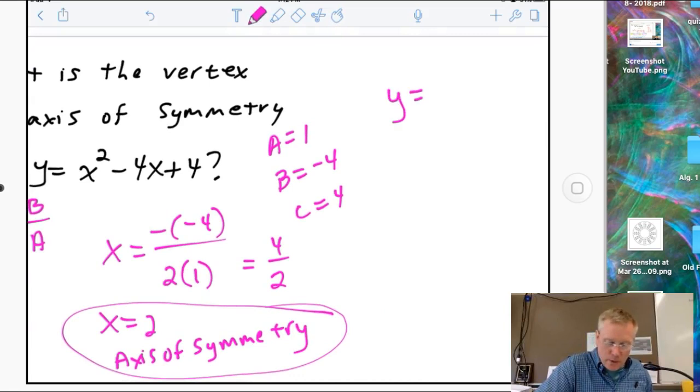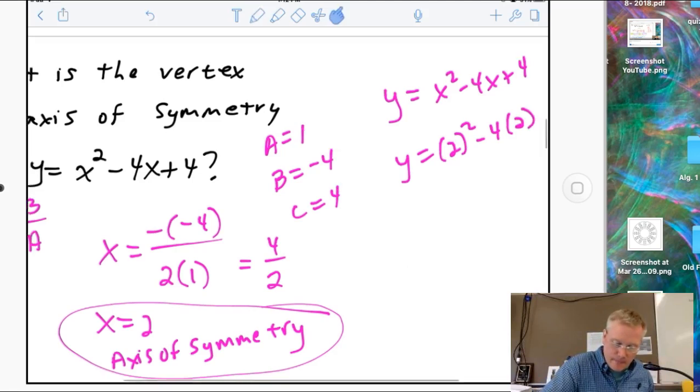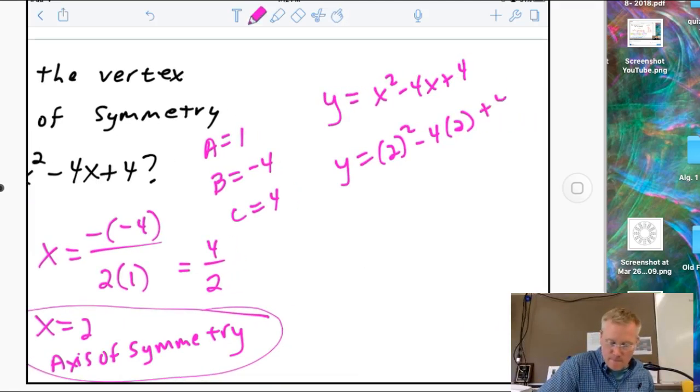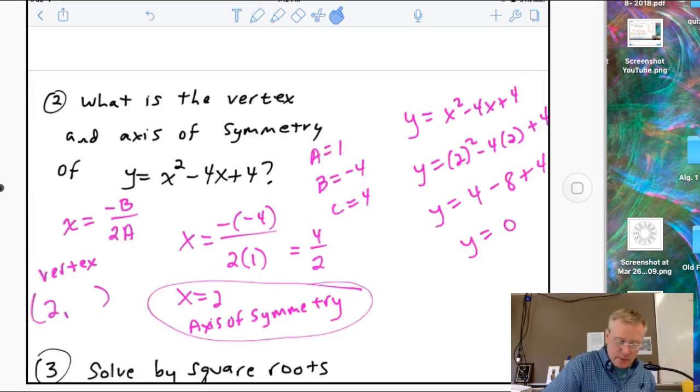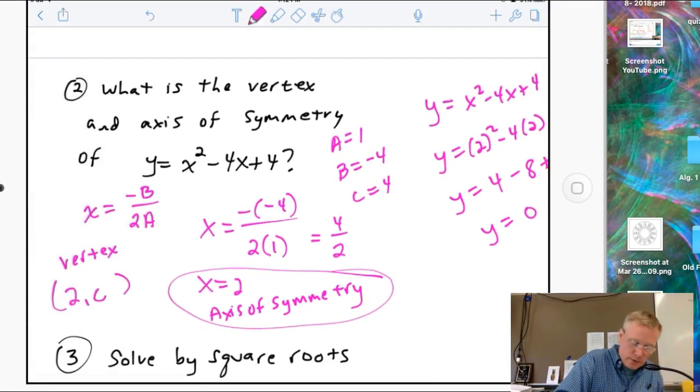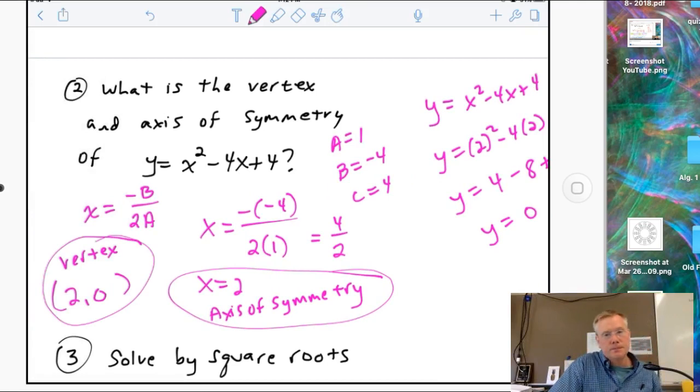if I take the equation, the y equals x squared minus 4x plus 4, and plug in the 2 where there's an x, I will find out my y-coordinate. So this is 4 minus 8 plus 4, so y equals 0. So that's my y-coordinate of the vertex, and those are my two answers. Okay.